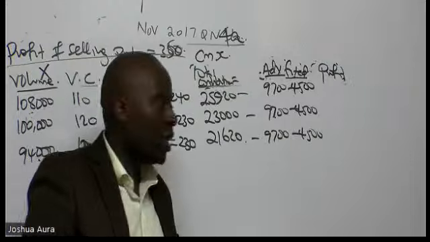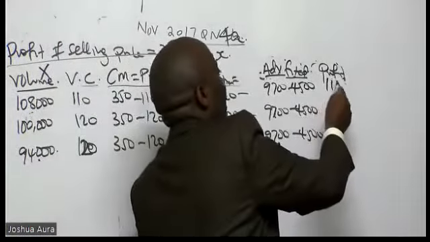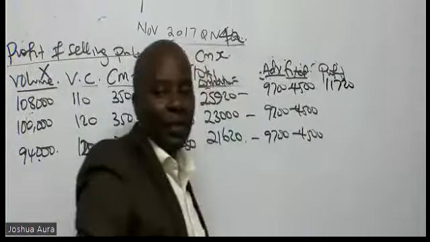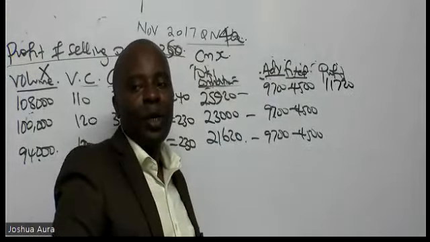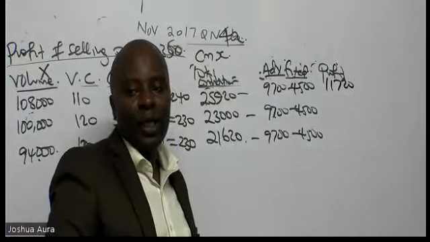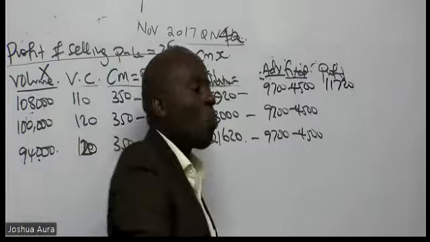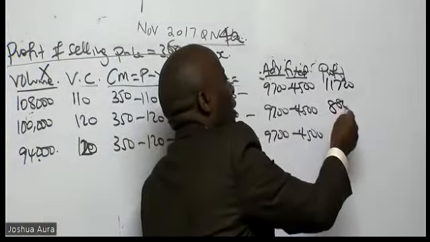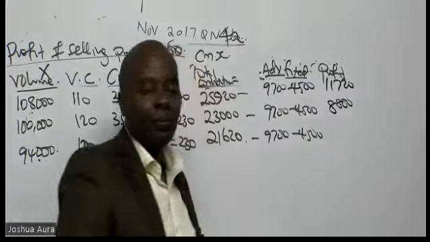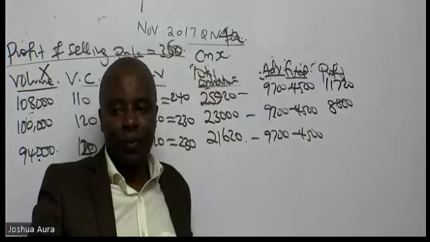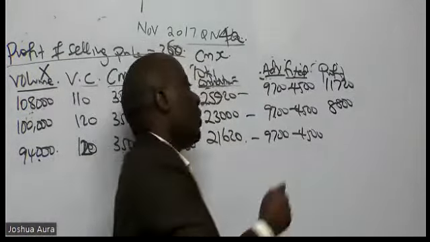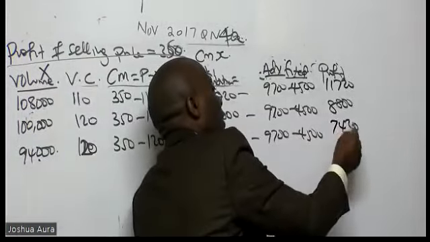So the first one is 11,720. All right. The second one is 8,800. How about the third one? 74.20. Thank you so much.